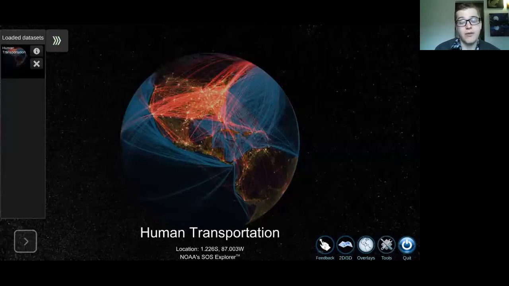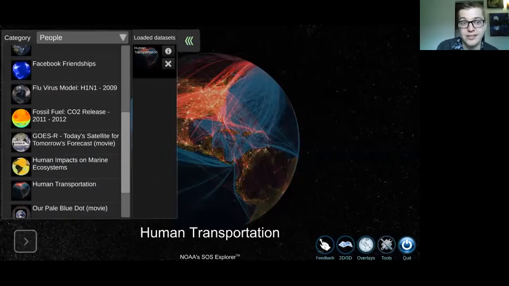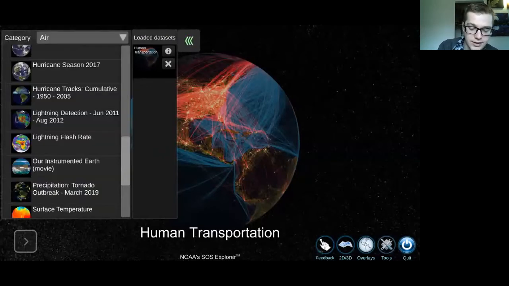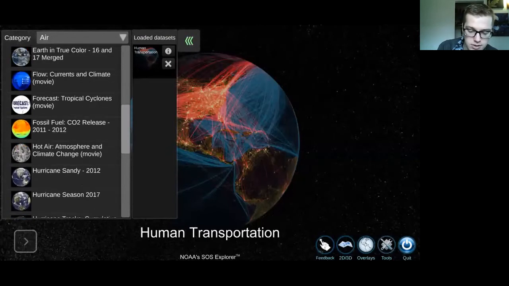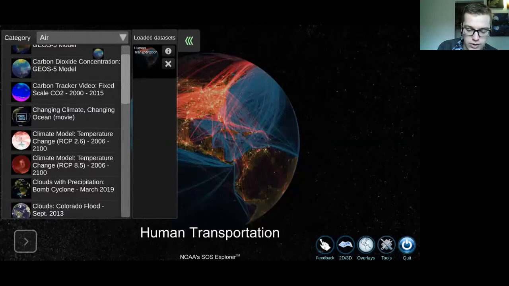The problem with that, of course, is that when we power these systems with fossil fuels, it ends up releasing carbon dioxide into the atmosphere. And I'm going to pull up another data set so we can kind of see the results of what this human transportation data set does. So we can go to category, and then we can pull up the air data set. And then we'll go up to the top here and pull up one that says carbon dioxide concentration.